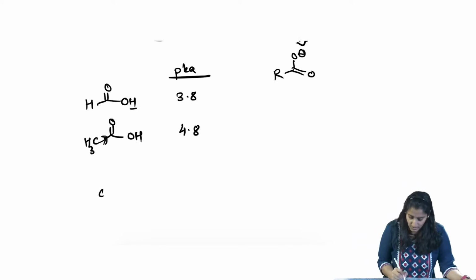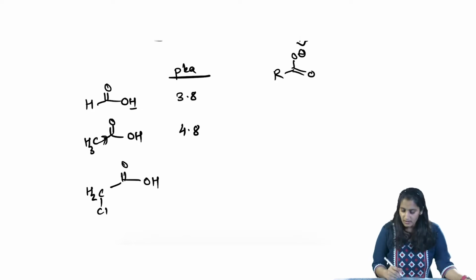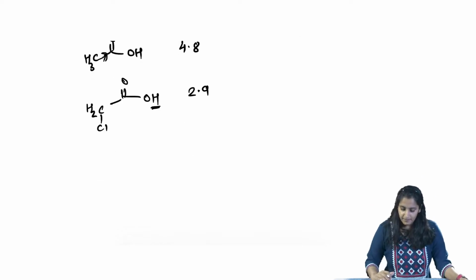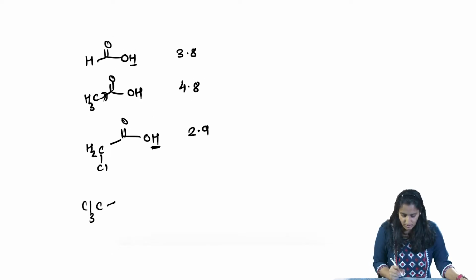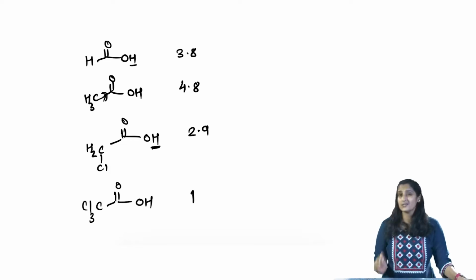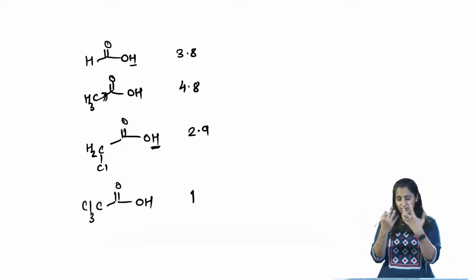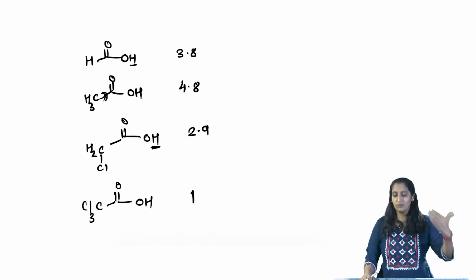So, for example, instead of the 3 hydrogens, if I add 1 chlorine, then this chloroacetic acid will have a pKa close to 2.9. So now we have gone lower in the pKa, making it more acidic. On the other hand, if you add 3 chlorines, trichloroacetic acid, this one has a pKa very close to 1. So the moment you add chlorines, which inductively withdraw electrons from that conjugate base, the acid becomes more and more acidic.